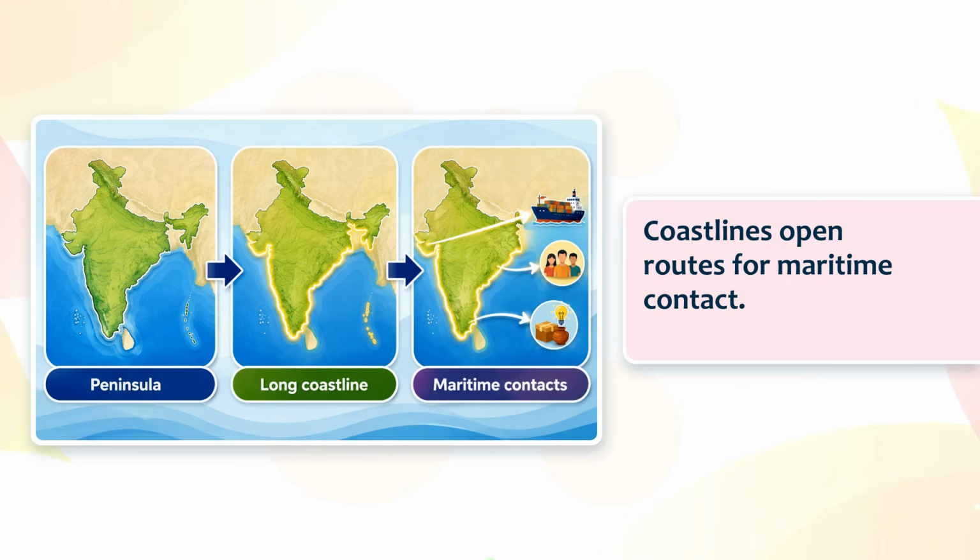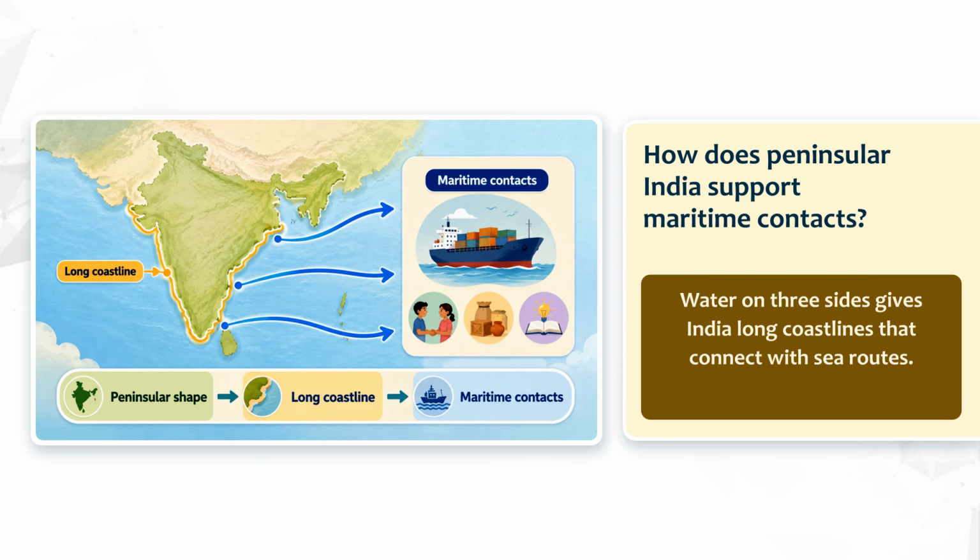Now follow the arrows from the coast outward. Coastlines open routes for maritime contact. Sea-facing edges allow movement between the land and wider water routes. Use the highlighted coast and outward arrows. How does peninsular India support maritime contacts?